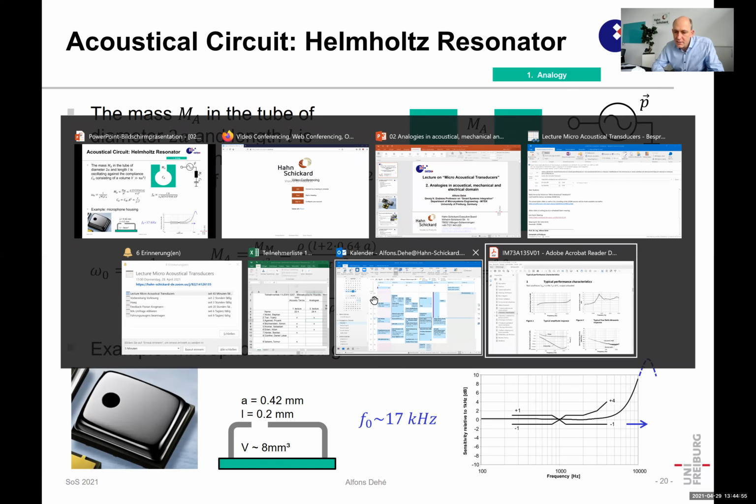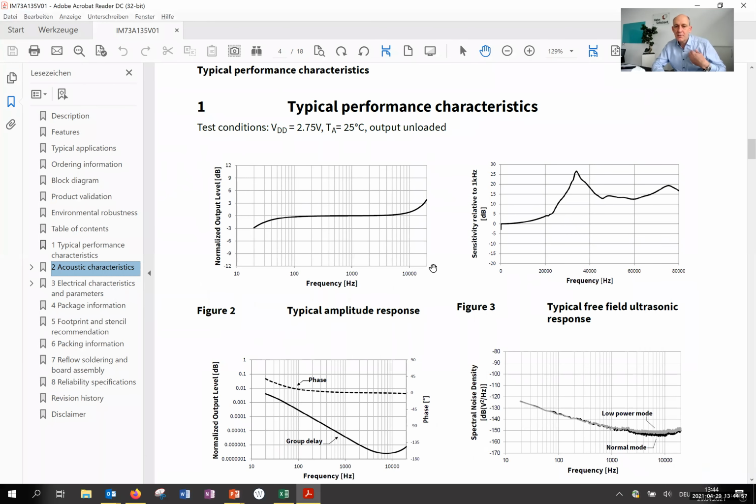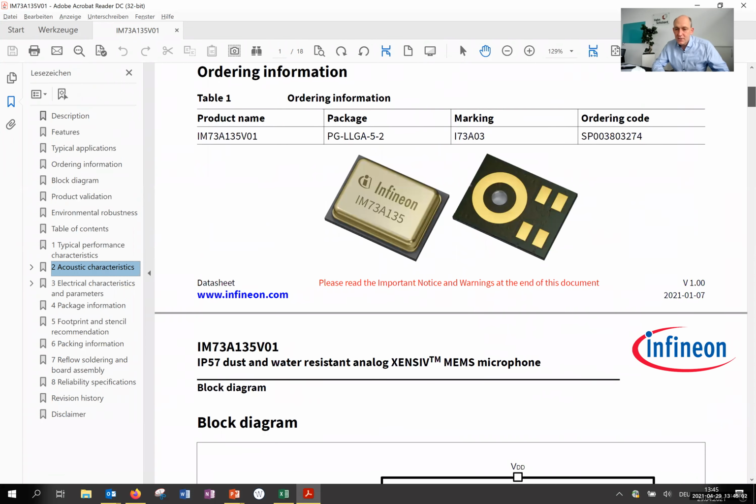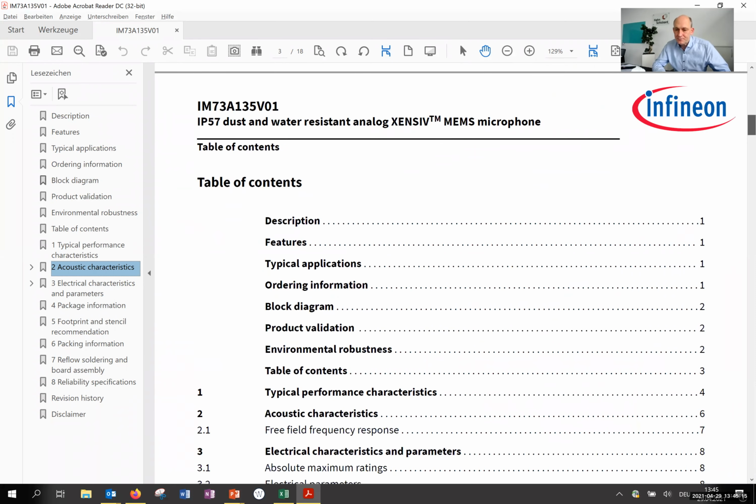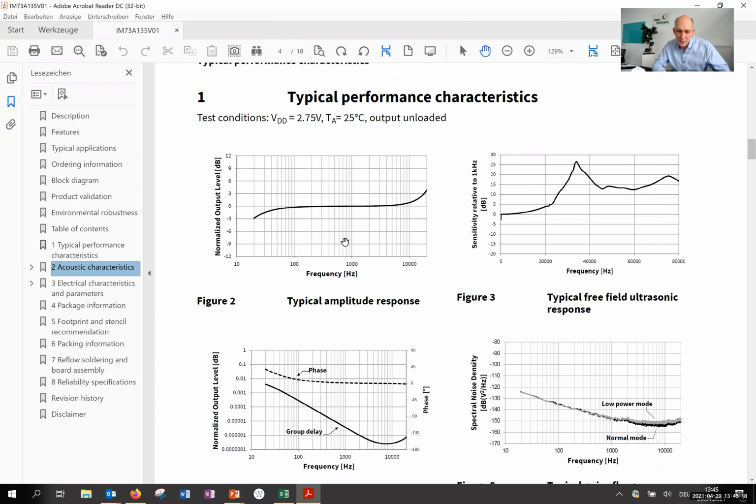Here I have a data sheet of a microphone with a different configuration, I have to say. The configuration is such that the hole is not in the cap, but below the microphone. So you have a hole below the microphone chip, working with the chip as a volume. And I checked again. Here you see 20 kilohertz is developing a resonance, or higher sensitivity, in the normalized output signal of the microphone.